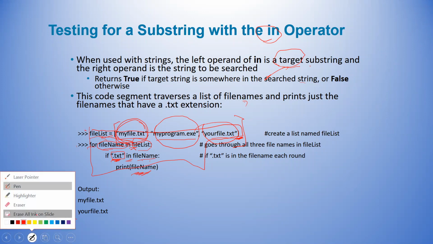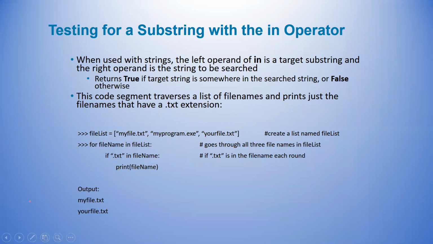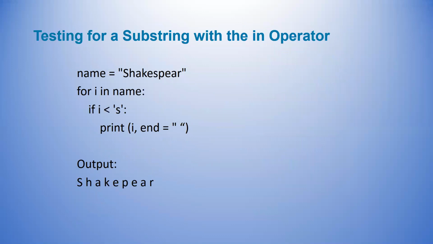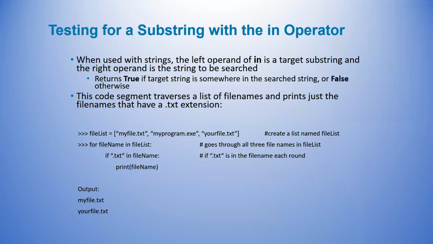No questions? Let's go to the next page, okay? Testing for a substring with the in operator. So here, everybody, this is a list. Notice this is a list, okay? You have the square brackets, it's a list, and within it, you have several strings, right?